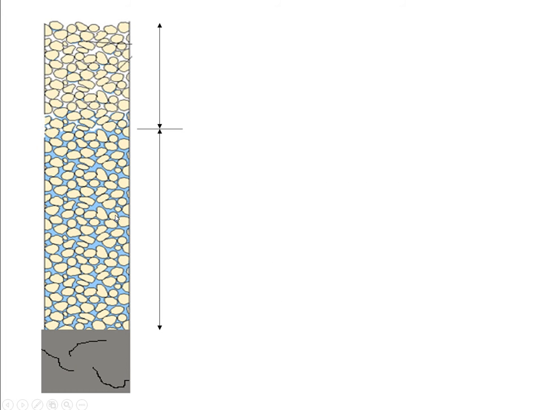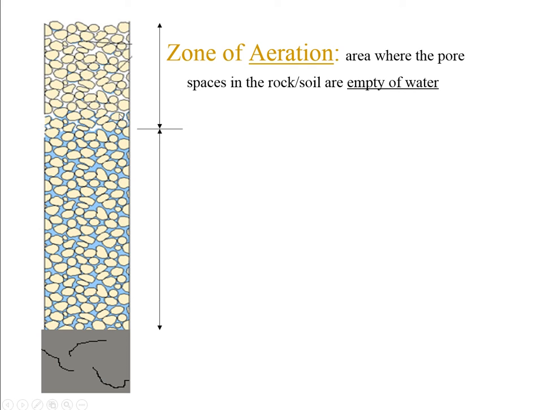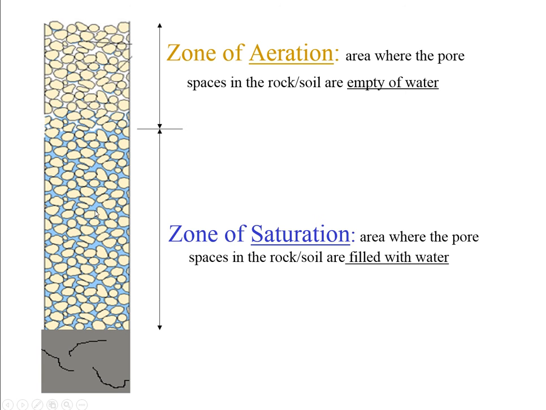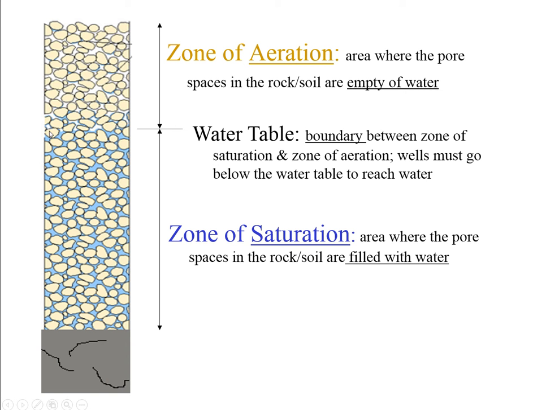Here's a close-up of the groundwater. These yellow points are meant to be soil particles. The top here, we have the zone of aeration. Notice around the soil particles, it's blank, meaning there's air there. There's no water in this section of the soil. Beneath that, here's the blue, the zone of saturation, where the pore spaces in the rock are filled with water. And the border between them is the water table. It's the boundary between the zone of saturation and the zone of aeration.